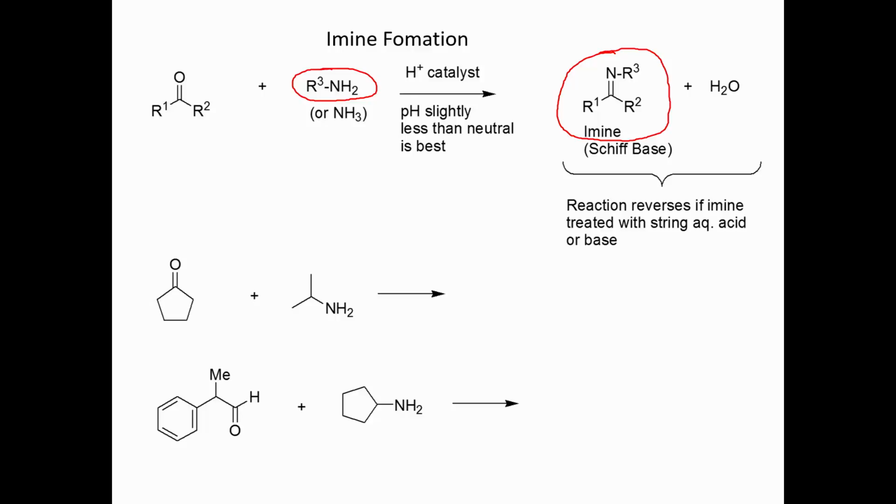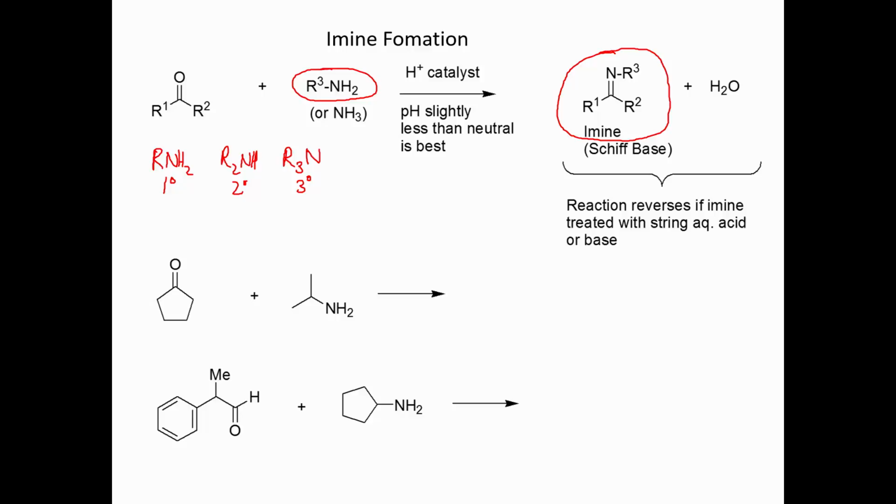Before we go on here, let me just look at how we classify amines. If there's one R group on nitrogen, it's primary. If there's two R groups, it's secondary. And if there's three R groups, it's tertiary. We'll discuss more about amines when we get to the chapter dealing with amines, but we're going to specifically focus in this section on either primary or secondary amines reacting with carbonyl compounds.